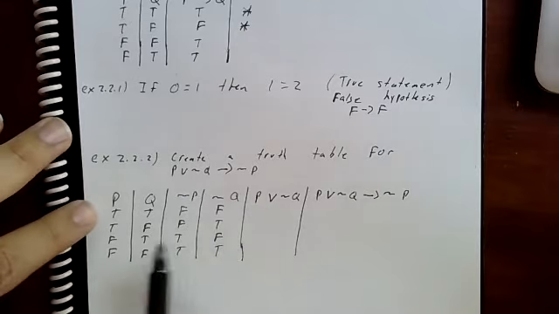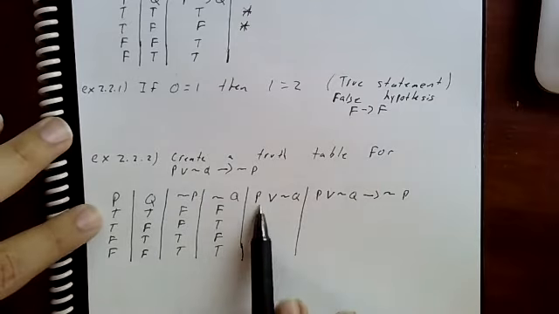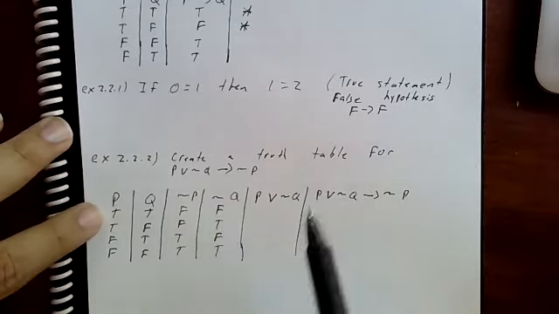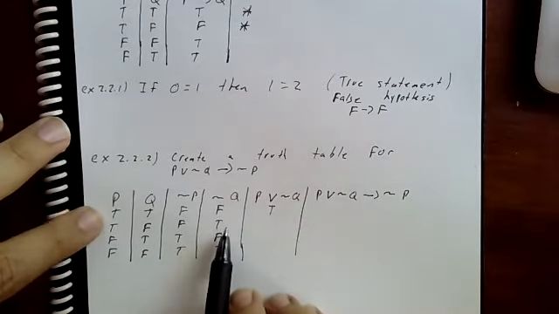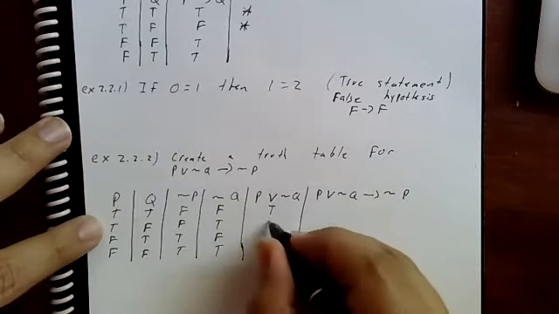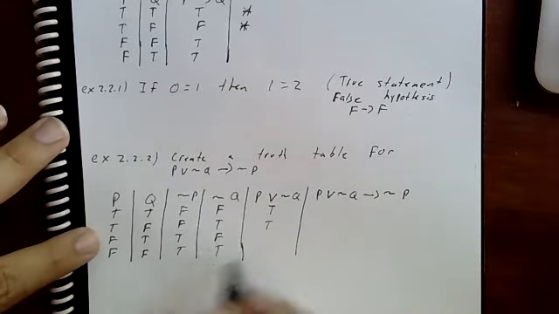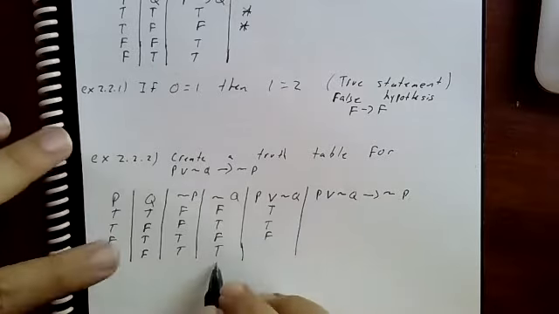So hopefully you guys got this. So P or not Q. As long as one of them is true, we're good for the or statement, the disjunction. True, true, doesn't matter. False or false. Well, there we go. False, false or true, true.